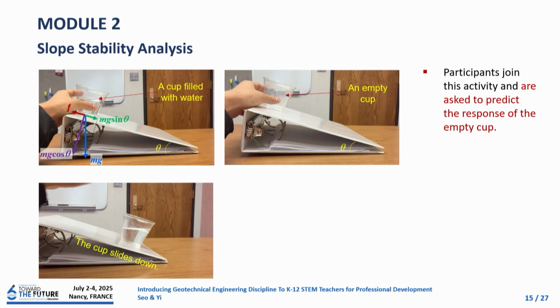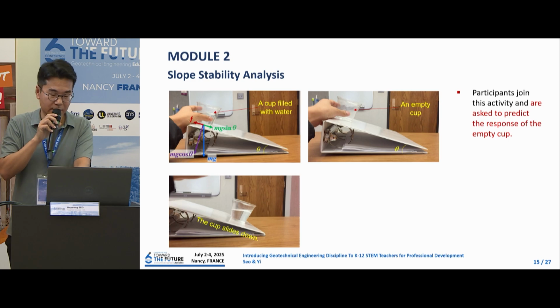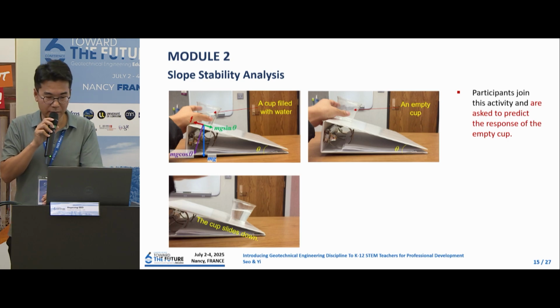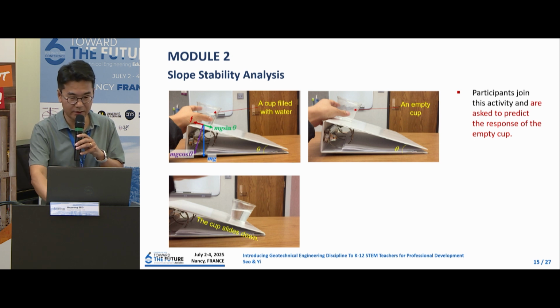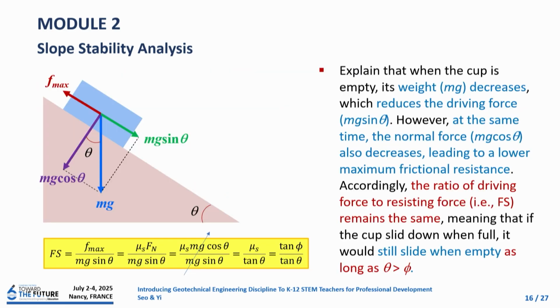If we let this cup go, would it still slide down, or would it stay at rest? Some people say it will still slide down. Some people say it will not this time. But when we actually let it go, it slides down. Then I revisit the factor of safety equation and replace F max with mu s, the static coefficient of friction, times mg cosine theta, and eventually that equation just turns into the ratio of the friction angle and the angle of the inclined plane.